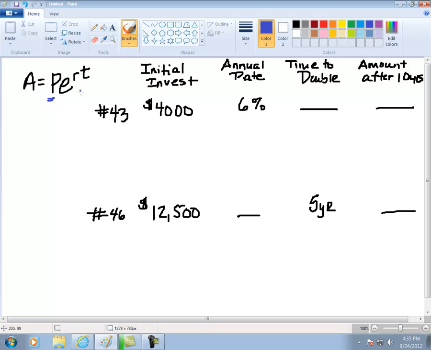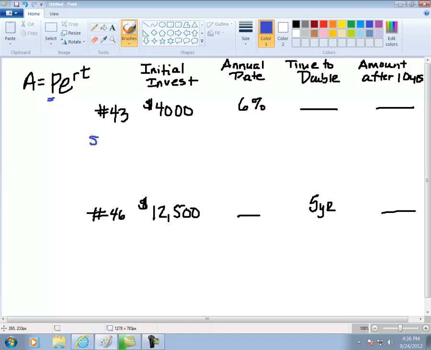All right, so in these two different problems, we have different inputs. We know in the first one the initial investment and the annual rate, and what we want to determine is the time to double and the amount that we'd have after 10 years. All right, so we know the amount that we'd actually have if it doubles. So we're going to look at this one first.